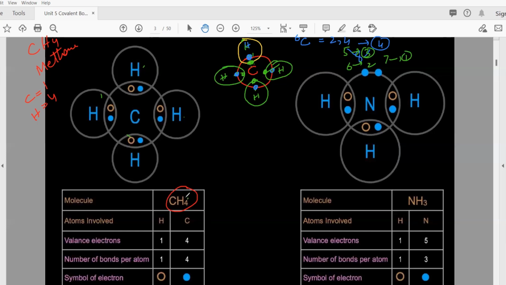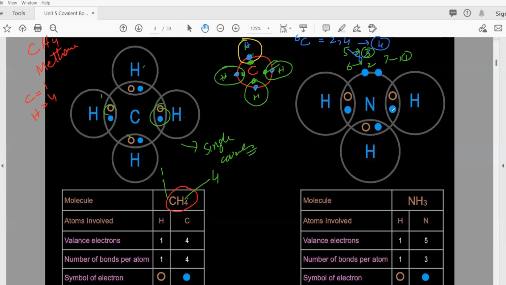And how many atoms of hydrogen? 4. How many atoms of carbon? 1. So this type of bonding is also covalent bonding, and here they are sharing how many? 1, 1. So once again this is also known as single covalent bonding.